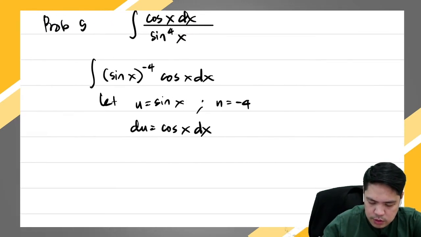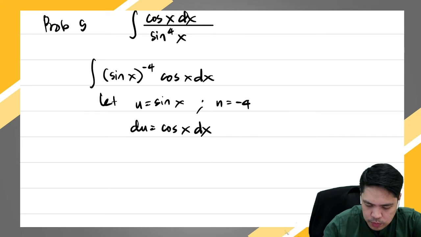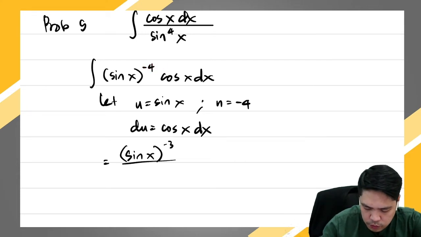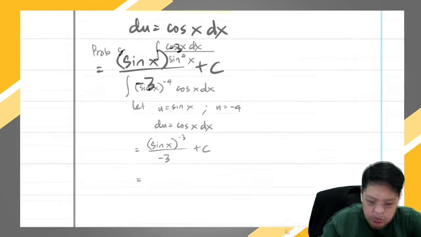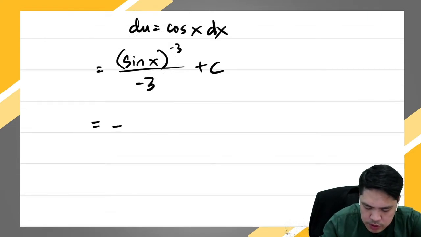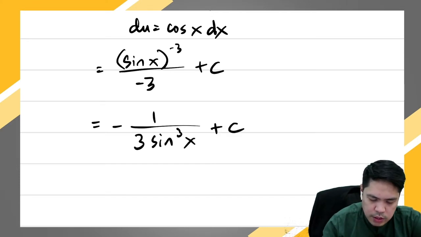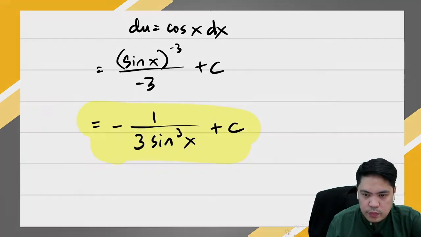Okay, so the function now is in the form u raised to n du. Therefore, the answer for this integral is equal to u raised to n plus 1. That would be negative 4 plus 1, so it's negative 3, over negative 3, plus c. So we could rewrite our answer as negative 1 over 3 sine cubed x plus c. So this is our answer.